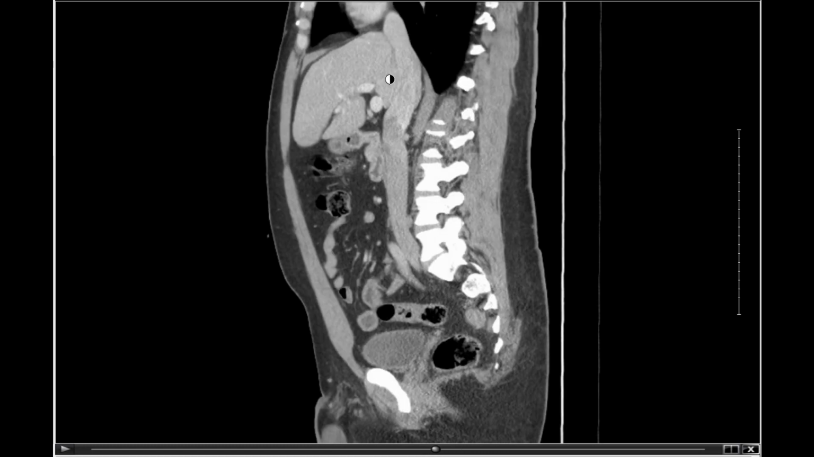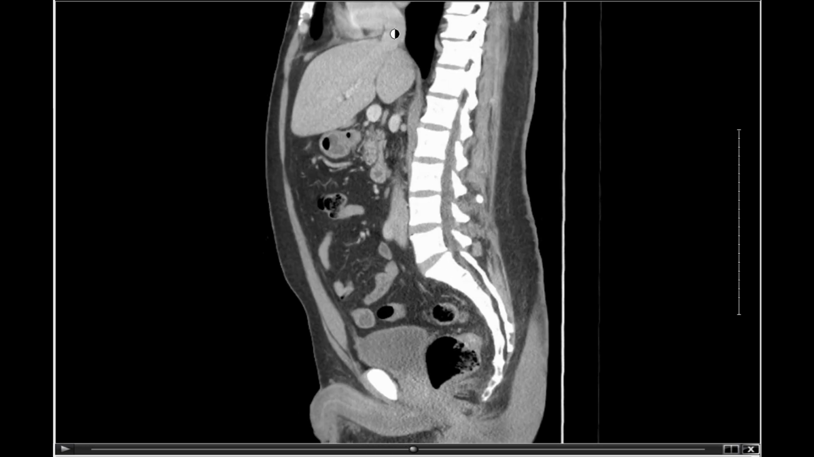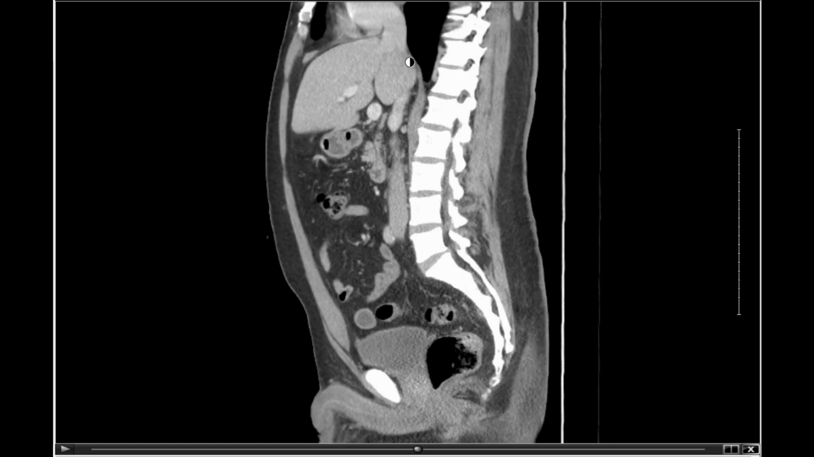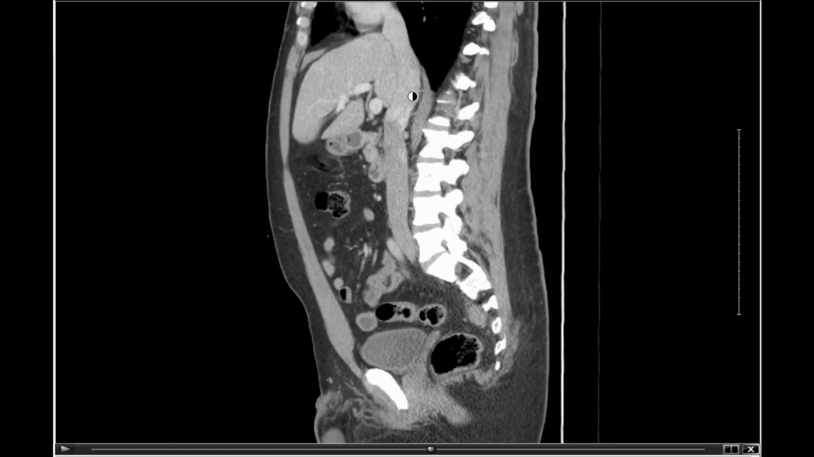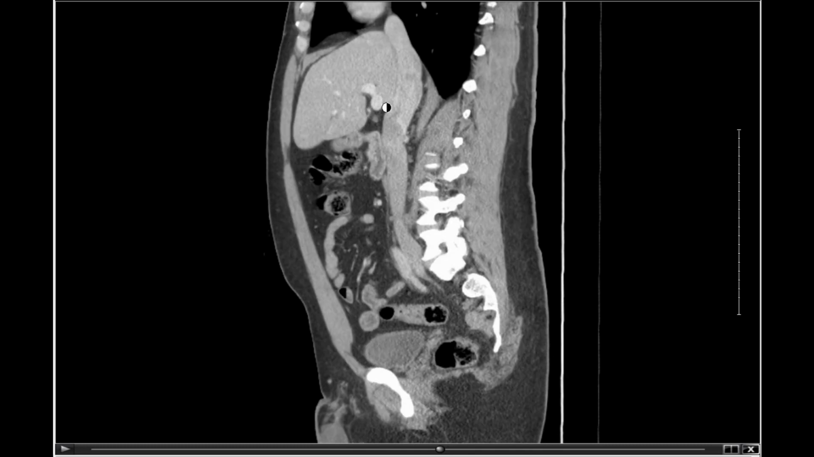So let's go a little bit further along. So here's the heart itself, and we can see inferior vena cava going into its right atrium and the hepatic veins joining that vessel just beforehand. Very cool. Okay, so a little further along, we're going to see the liver start to take up almost all the space in the upper portion of the stomach.